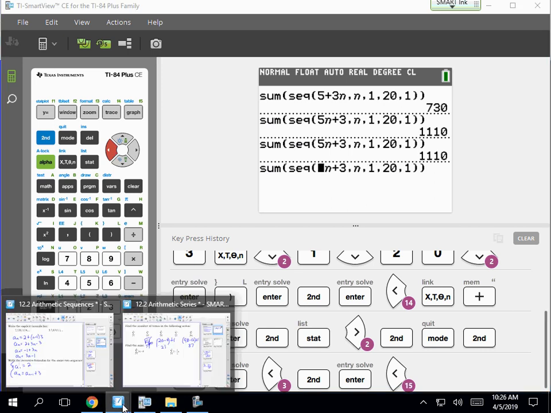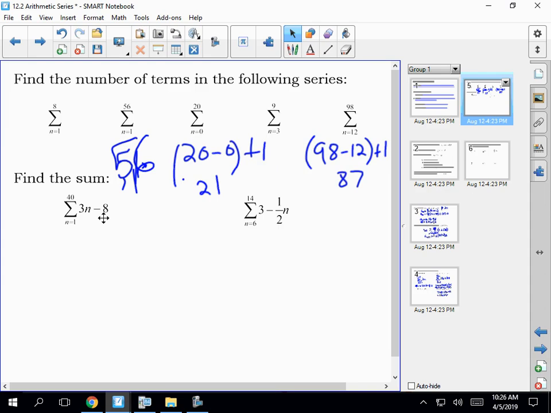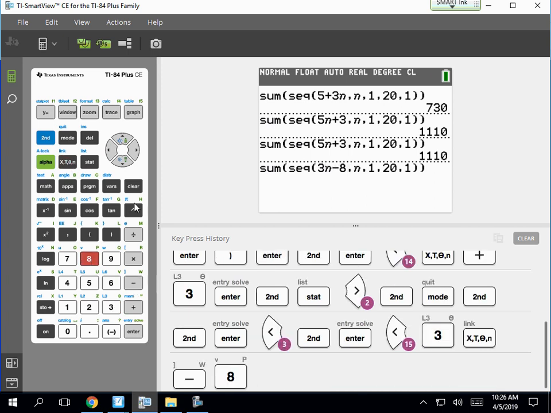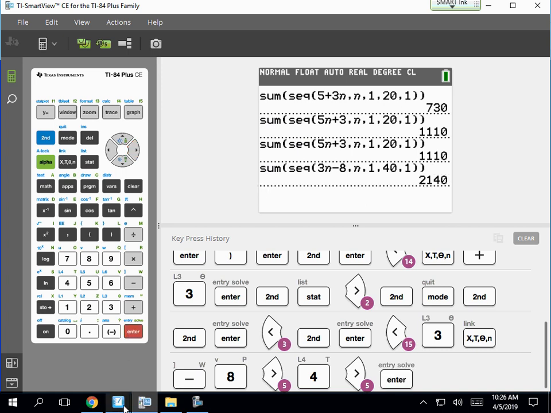But that first one there, let's go back over here to the arithmetic series, is 3n minus 8 is the expression. So I'm going to change this to 3n minus 8 with respect to the variable n, starting at 1 and going up to 40. So that's what that notation means: it says find the sum of the arithmetic sequence defined by 3n minus 8 from the first term up to the 40th term. Hit enter. So that first one would be 2140. Just using the calculator, 2140.